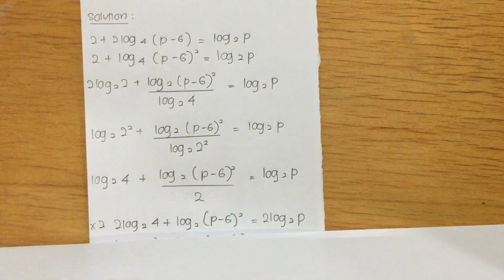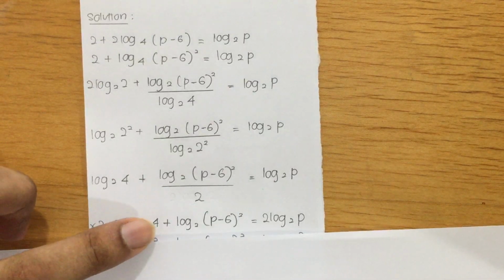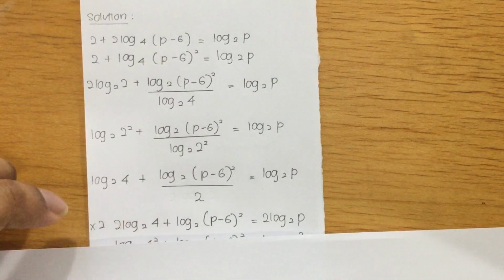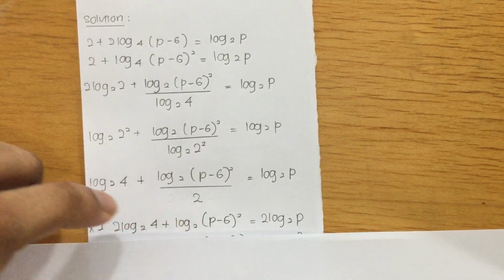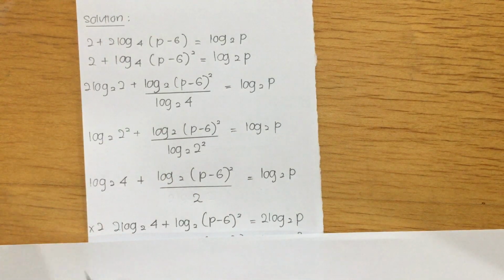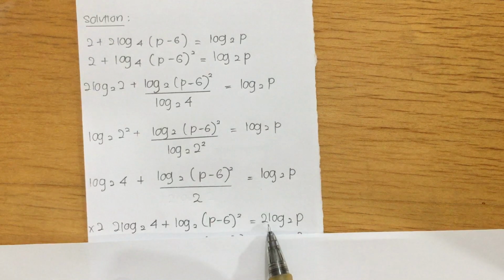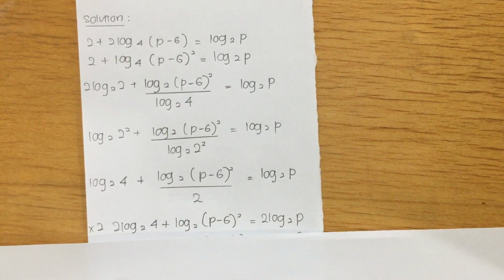So as I said, we multiply the whole equation by 2. So from here you get 2 log base 2 of 4 plus log base 2 of p minus 6 squared equals 2 log base 2 of p. So for the 2 in front of the log base 2 of p, you can bring it to the right hand side, so it will become log base 2 of p squared. So proceed with the next step.